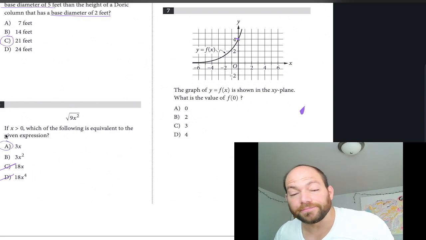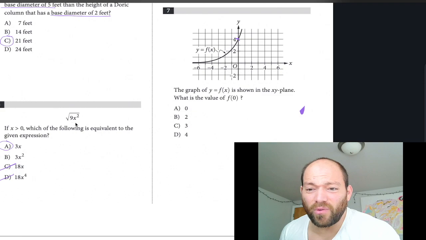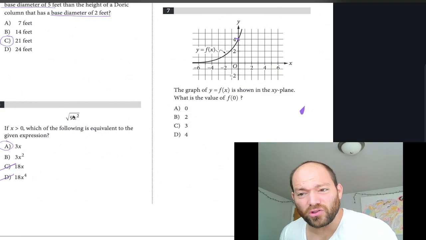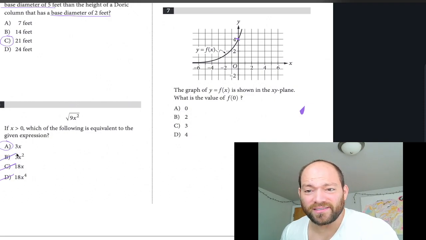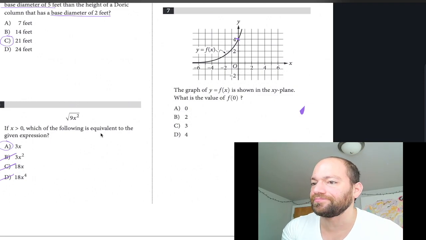3x. Now, I could also just make the point that, well, x squared is under a radical. So something's going to happen to the x squared, so it can't be b. Because it isn't like nothing's going to happen to it. It's under the square root.